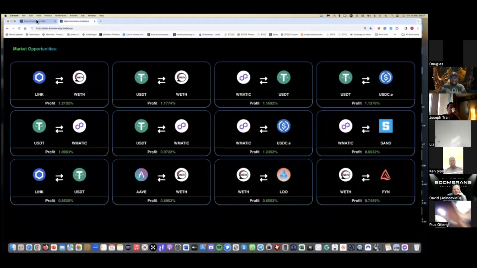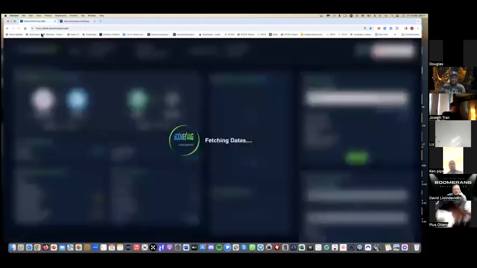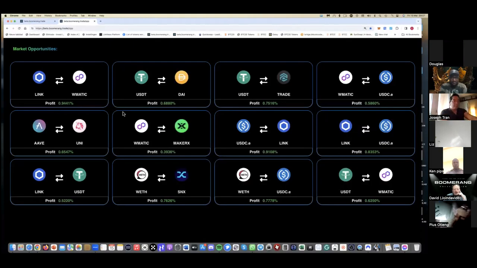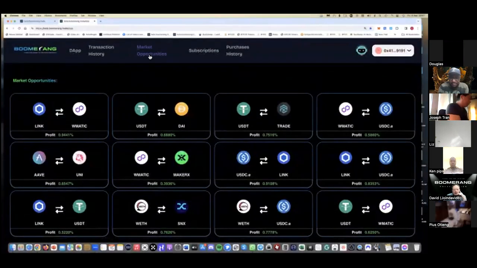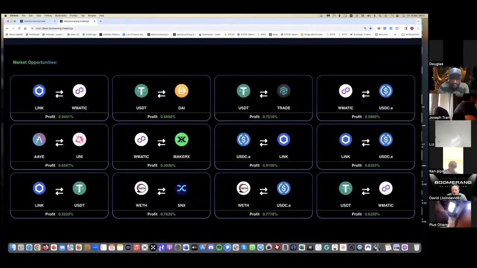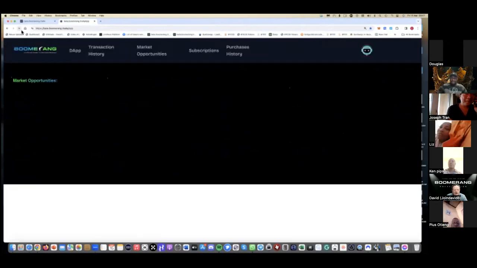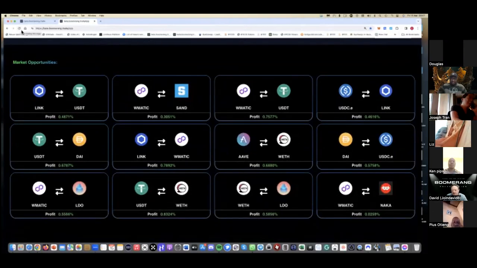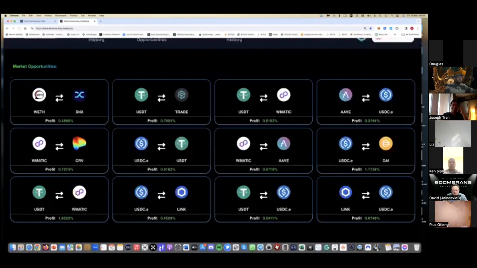So let me first refresh this page, please, and then I'm going to look for another. What we actually do is we go to Boomerang market opportunities. Here the AI has already looked for us for profitable trades, and you can see different trades. I always look for 1% or higher, and I always tell people, do not accept a trade below 0.9 or 0.95, because patience sometimes is also a gift.